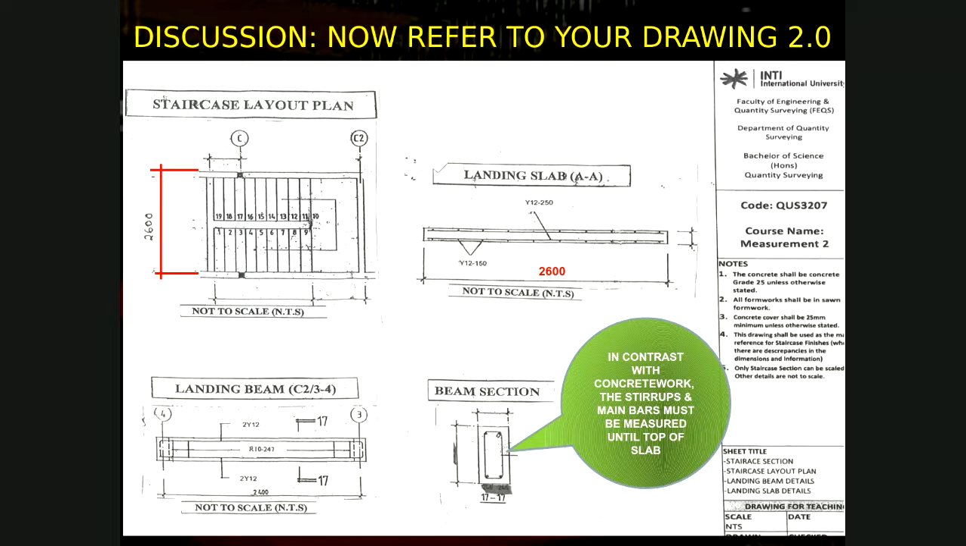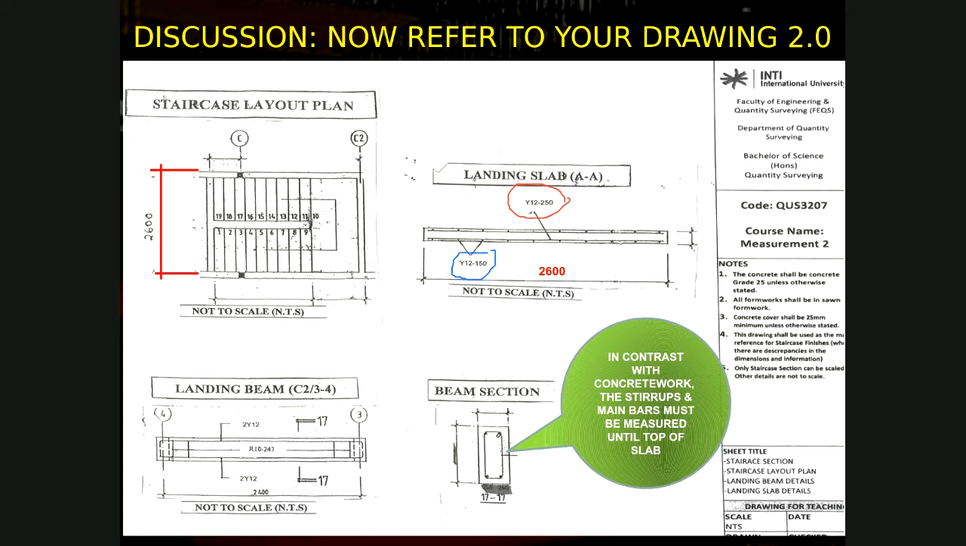Can all of you refer to drawing 2.0, DWG 2.0? Okay, if you look at this drawing, I would like you to take note that the bar reinforcement in the landing slab have similar category but different spacing. Look at this. Number 1, Y12 250. Number 2, I use different color, Y12 150.